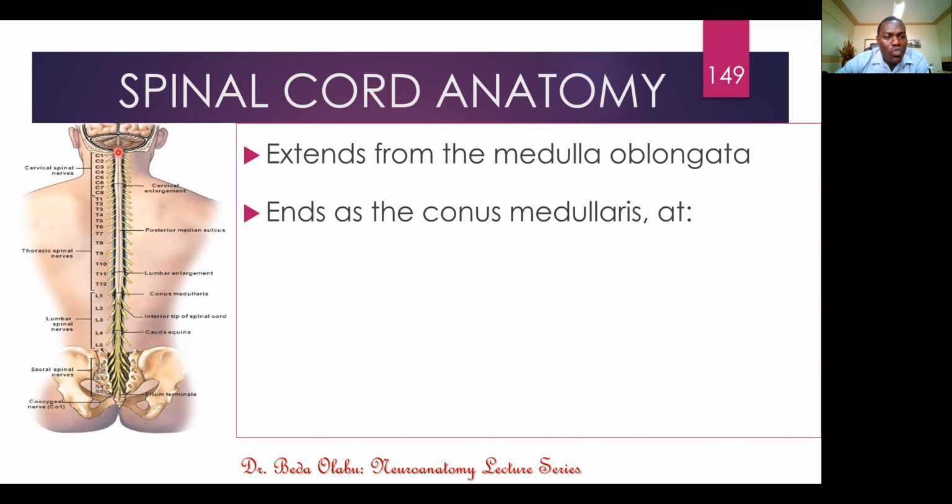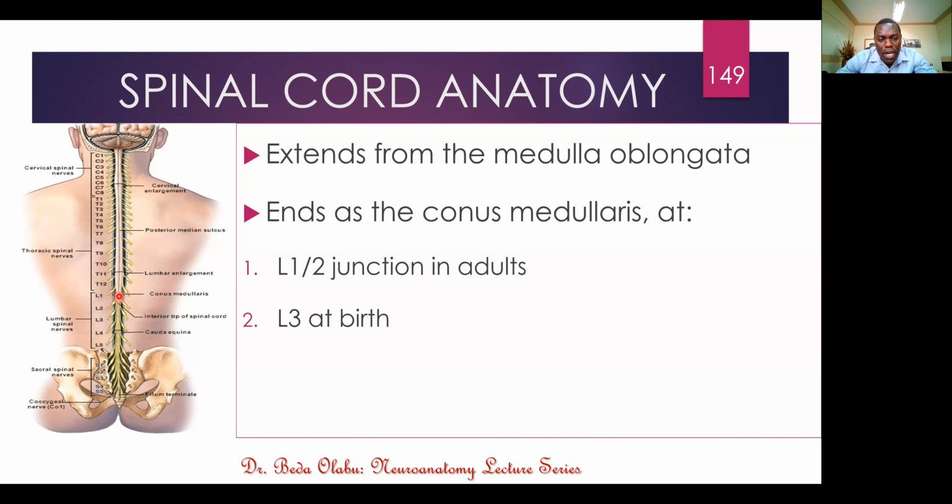So from the level of the medulla oblongata, which coincides with the level of the foramen magnum, the spinal cord extends up to its termination. The termination of the spinal cord, where I'm pointing at, is called the conus medullaris. But the anatomical level of the conus medullaris varies with age. In adults, it's that level there, coinciding with the level between the first and the second lumbar vertebra. That is in adults.